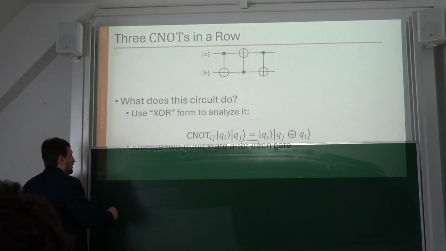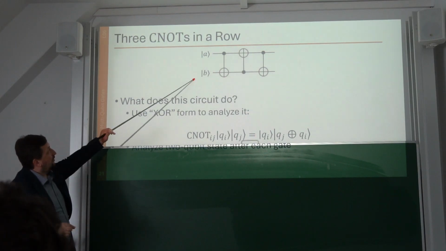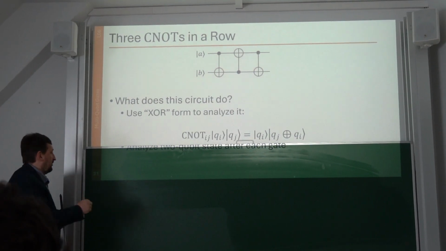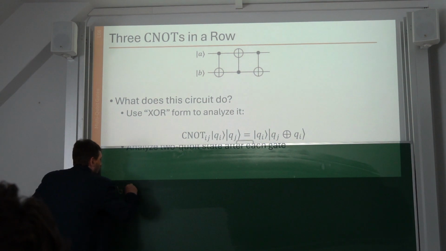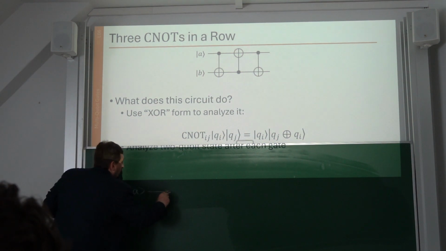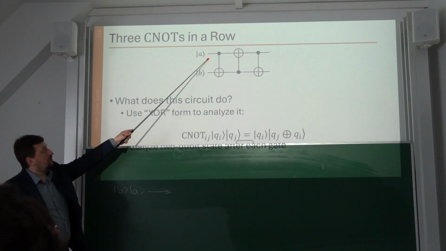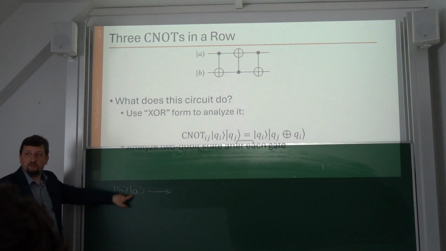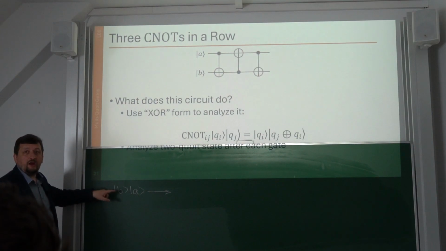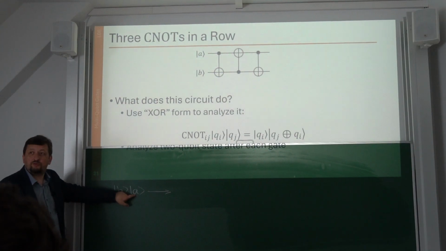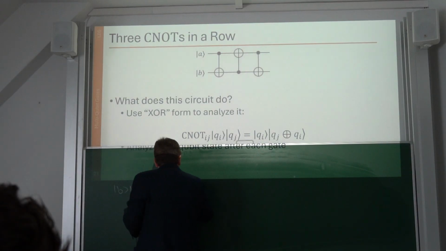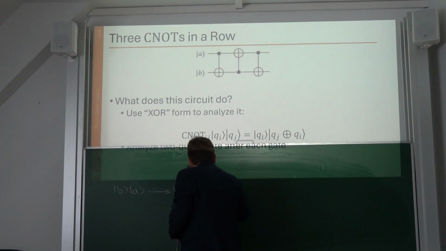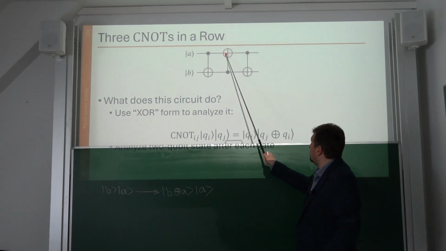So I have initially state BA. B and A are 0 or 1, so they can be arbitrary. So I have state BA. Then I apply the first CNOT. For the first CNOT, this qubit is control and this is target. So I replace target with target XOR control. So here I will have B XOR A, A. That's the formula after the first CNOT.